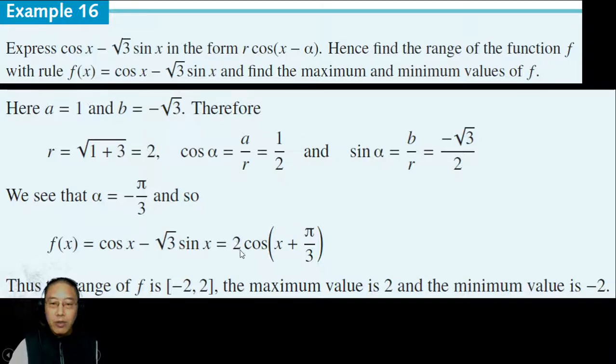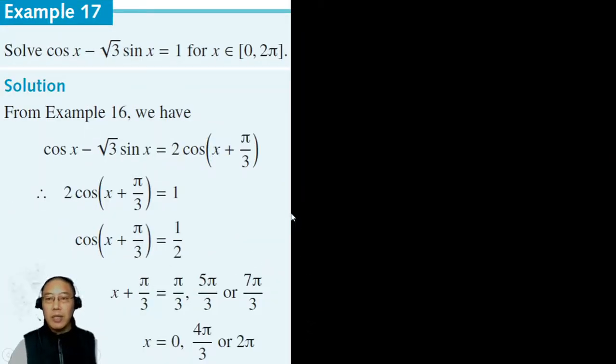So we keep this function for the next example, because I'm going to skip through a little bit quicker. Using the same function, in the next example, you have an equation over that domain. The domain is very important. Now the left-hand side represents that function that we looked at in the previous example, so it's 2 cos of x plus pi on 3. We make it equal to 1. We make cos the subject.